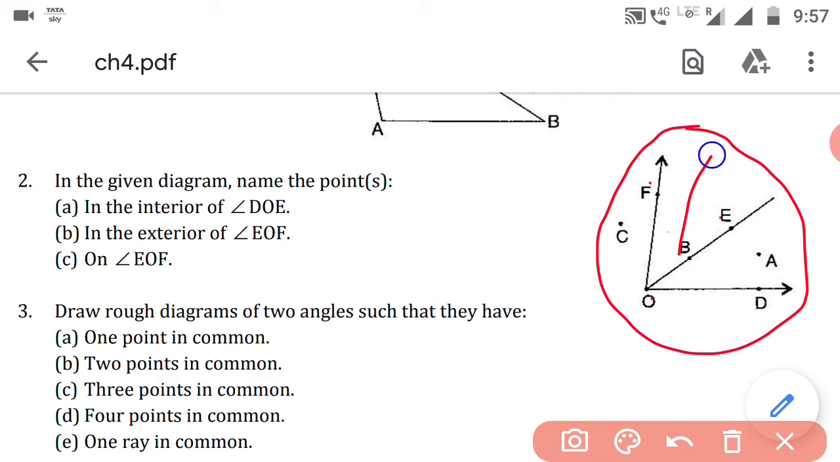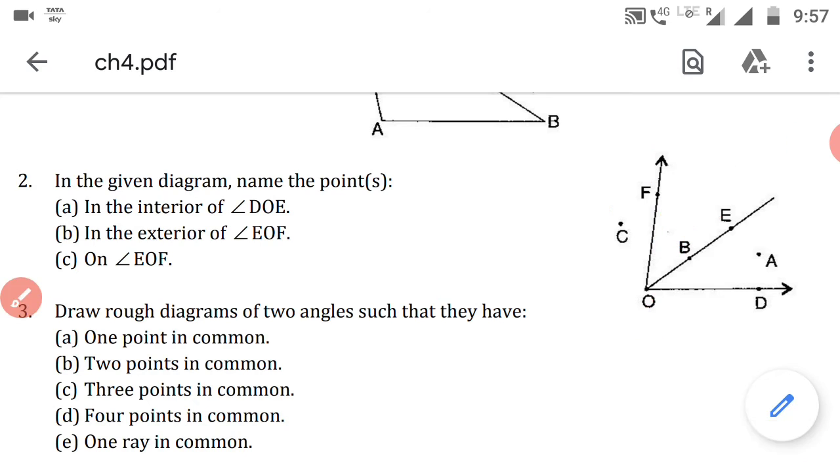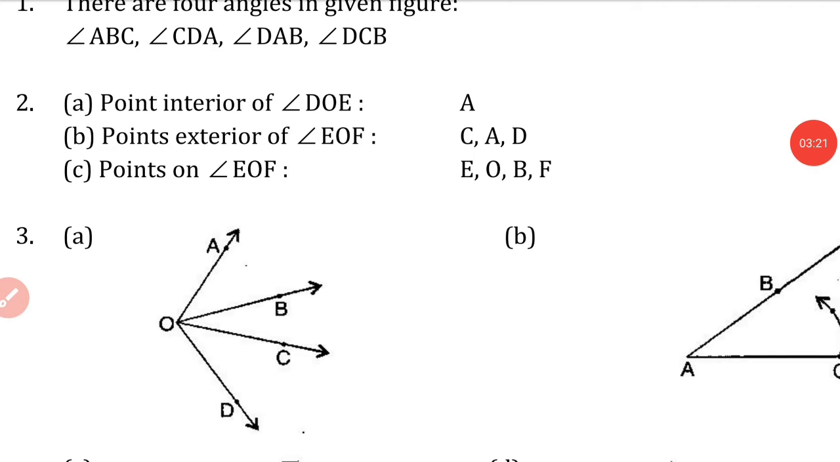Now exterior. So this part will be the interior and this part will be the exterior. So you have to say the exterior point. So which is the exterior point? We can see here, that is C. Now C question is given. We have to name the points on angle EOF. We can see the same angle EOF, and here we have to say all the points. Now come to the solution. Okay, come to the answer.